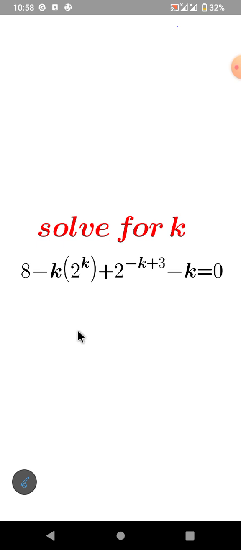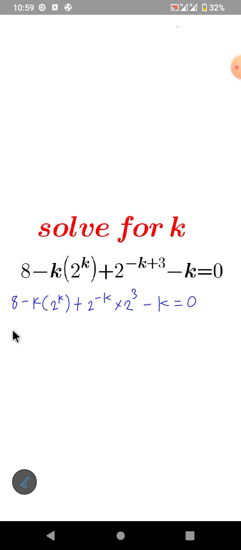In today's video, I'll be solving this wonderful exponential equation. Now I'm going to start by writing 8 minus k, open bracket, 2 raised to the power of k, close bracket, plus, now this 2 raised to the power of minus k plus 3, I'm going to split it. So I'm going to write it like this. I'll say 2 raised to the power of minus k multiplied by 2 raised to the power of 3. Now this is according to the law of indices. Then we write minus k, then all equal to 0.